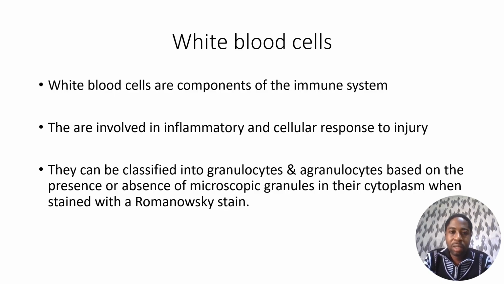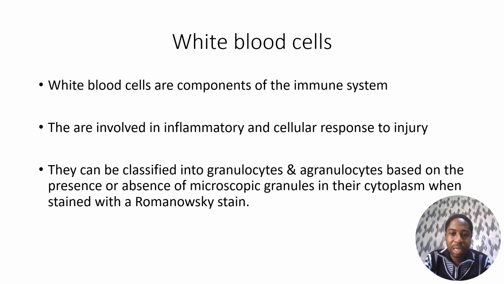The white blood cells are part of the immune system. They are the major components of the immune system. They are involved in inflammation and cellular response to injury. This means that whenever there's any unwanted substance that is harmful to the body, the white blood cells make sure that they fight these substances and eliminate them from the body.